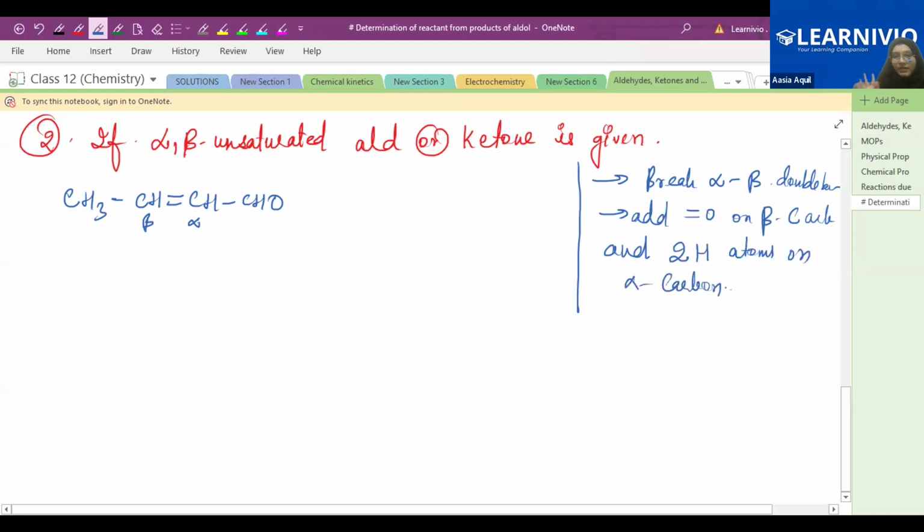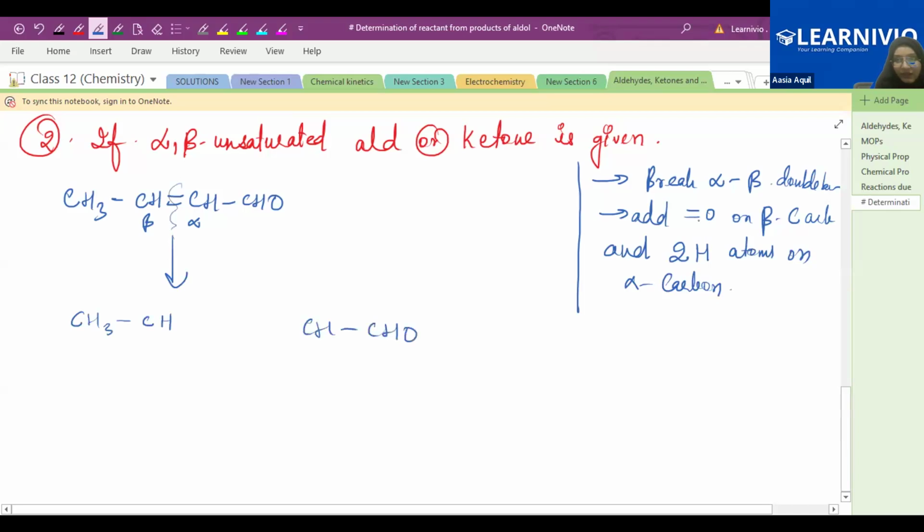Okay, for the alpha beta unsaturated. So let's do that. Just break this bond, CH3, CH. Okay, just break this bond. Now, this will become CH, CHO.